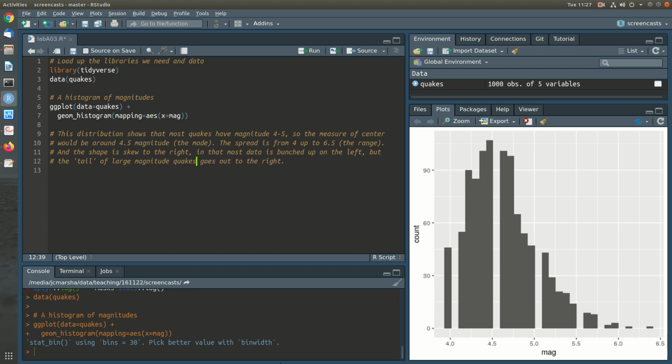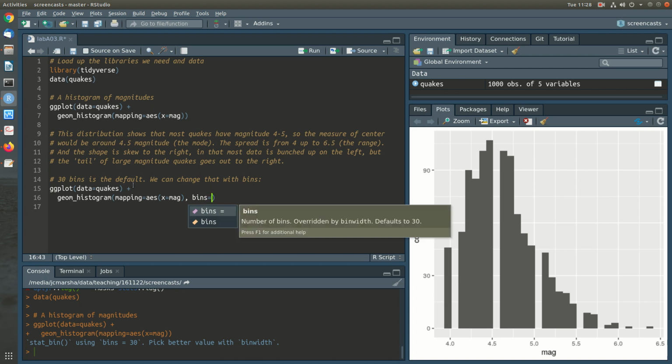And so by default, you can see down here that it's picked bins equals 30, and it's suggesting that we pick a better value using either bin width or bins. So we can change the number of bins that we want. So 30 bins is the default. So that's basically 30 bars here. We can change that with bins, and so that's just specifying bins inside the geom histogram, but of course outside the mapping piece. So bins equals, say, 10.